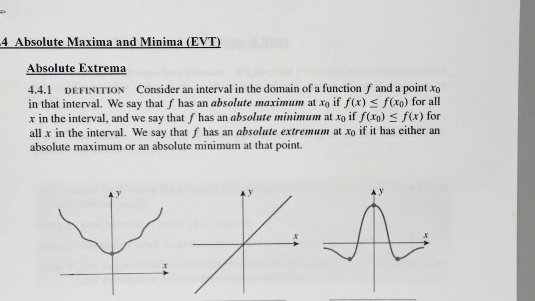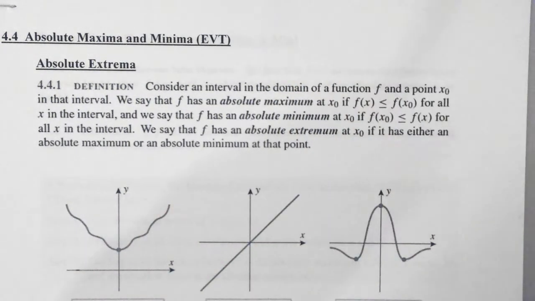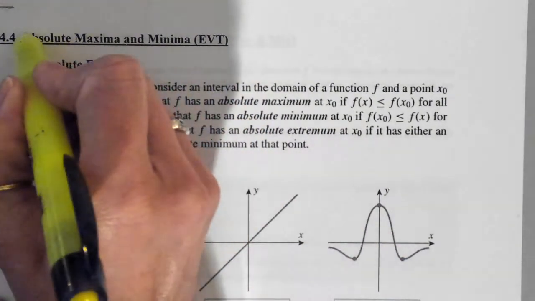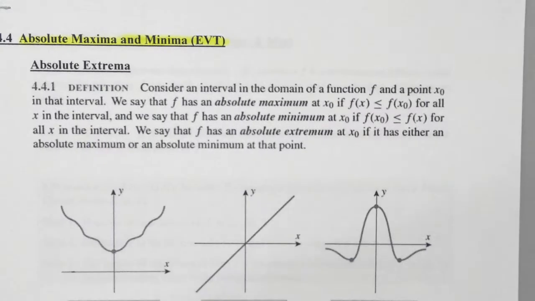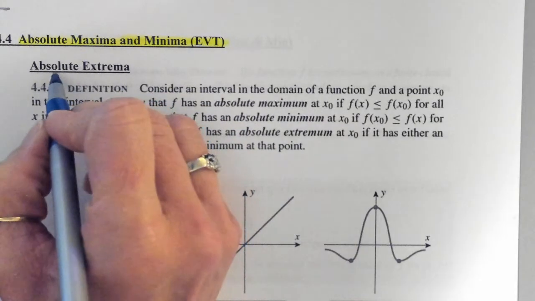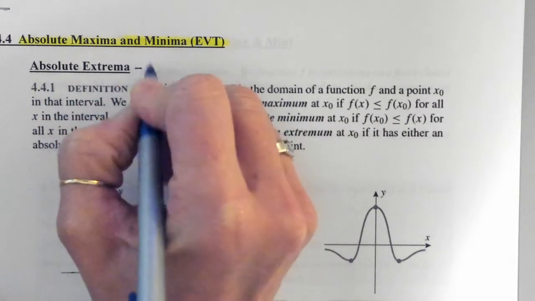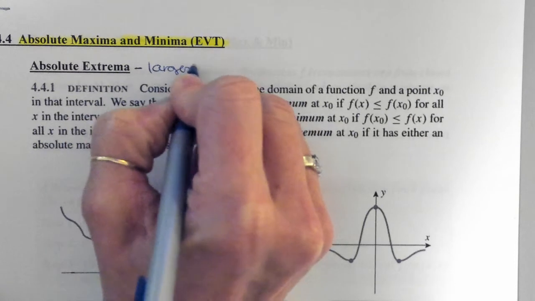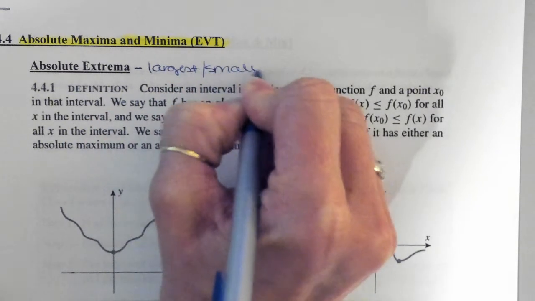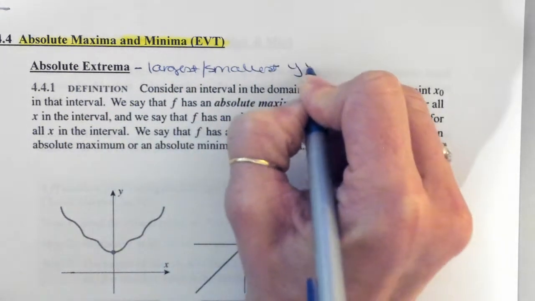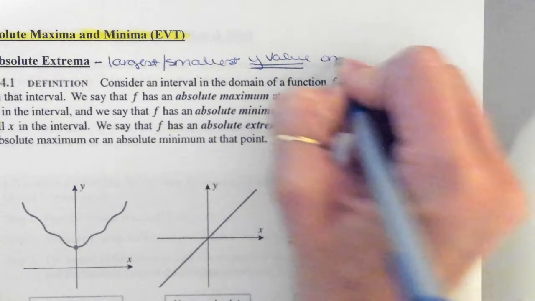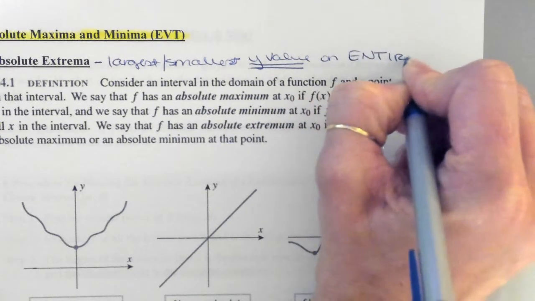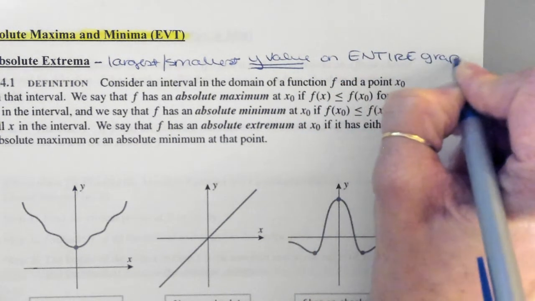Okay, so absolute maxima and absolute minima. The biggest thing here is, remember, I just said this is an existence theorem. So what they're going to do is just basically tell you this is how it is. For an absolute extrema, basically what they're asking for is the largest or smallest y value. Okay, it's very specific. It's the y value on the entire graph. Okay, on the entire graph.